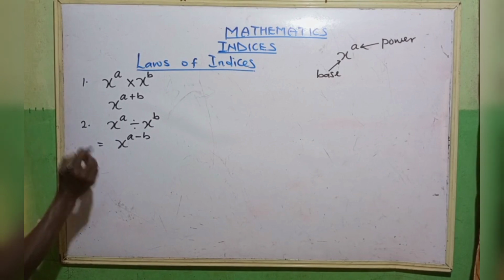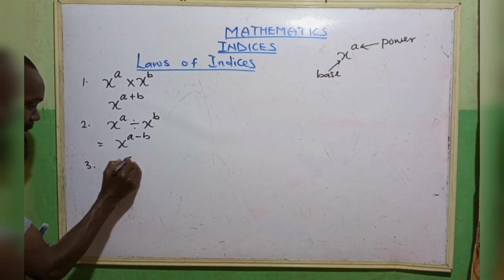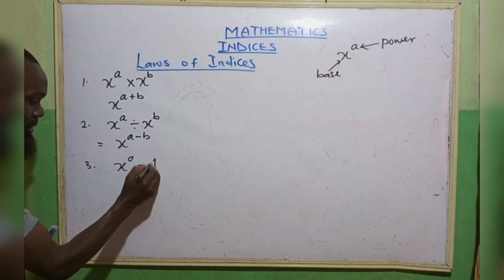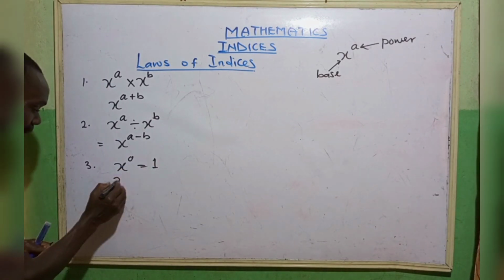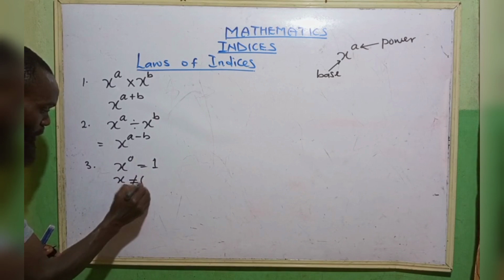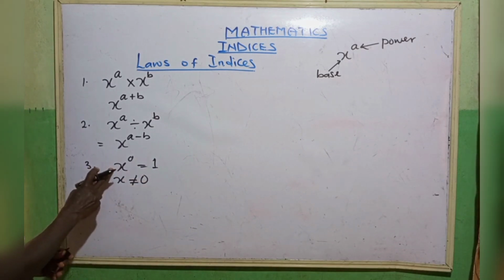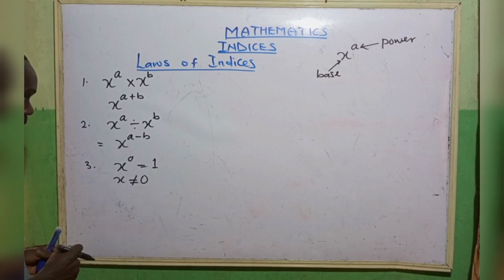The third one, when you have x raised to power 0, anything raised to power 0 is going to equal 1, when your x does not equal 0. So when this x doesn't equal 0, any value raised to power 0 will equal 1.